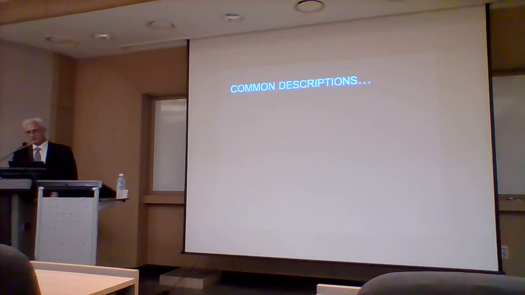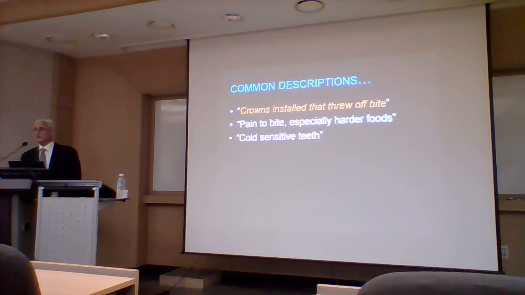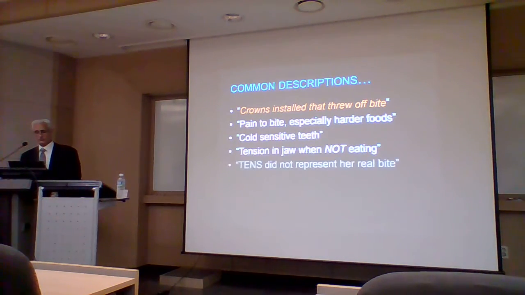So she said some very interesting things, which are common descriptions of how TMD can onset. She had some dentistry done that threw off her bite. That's very common. That's one of the most common things that I see. She couldn't chew hard foods until after her bite was corrected with the TCN EMG. She had cold sensitive teeth that also couldn't be corrected until after she had her bite corrected with the TCN EMG. She had jaw tension in an ongoing way, and she didn't have to be chewing.